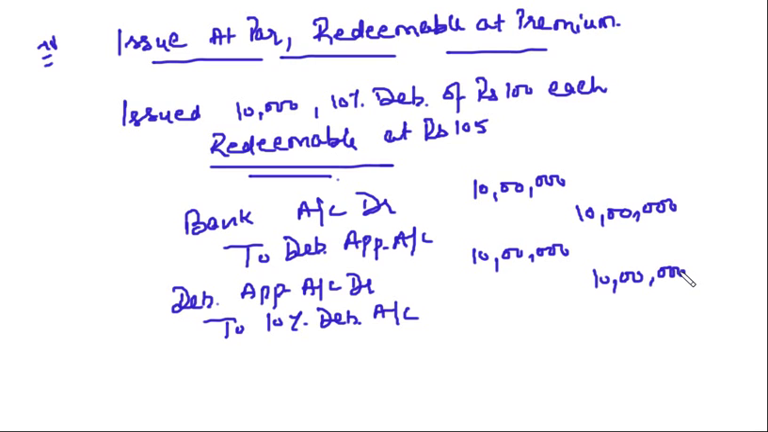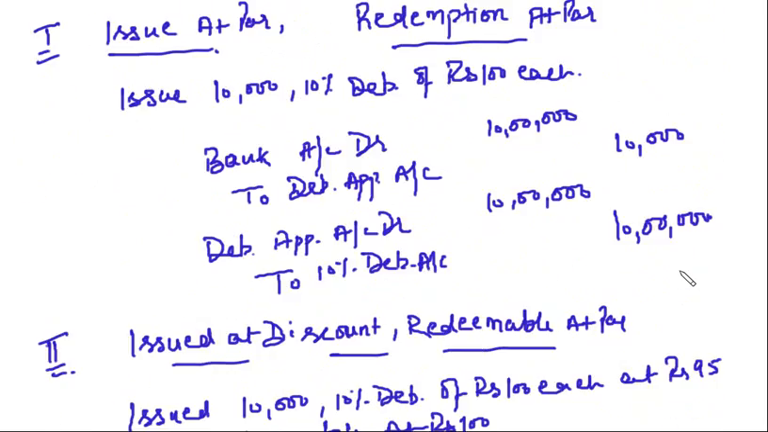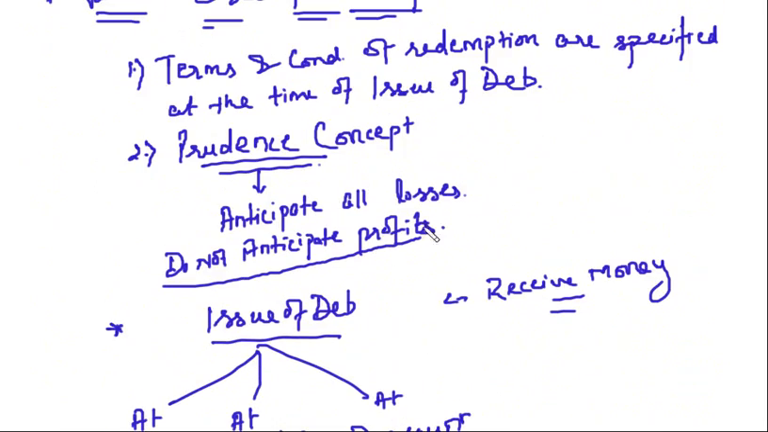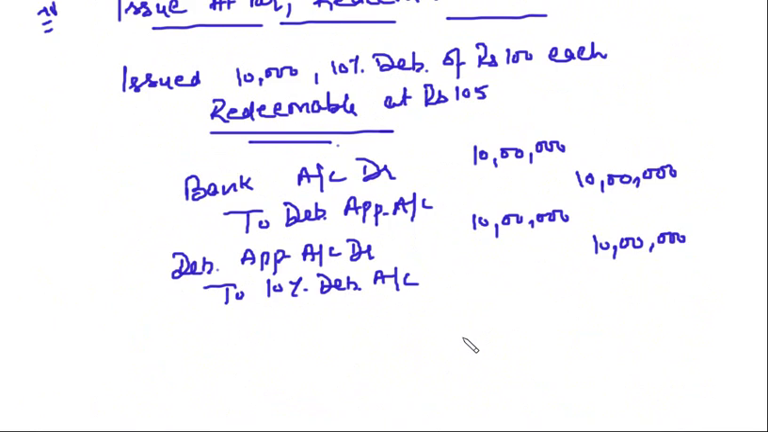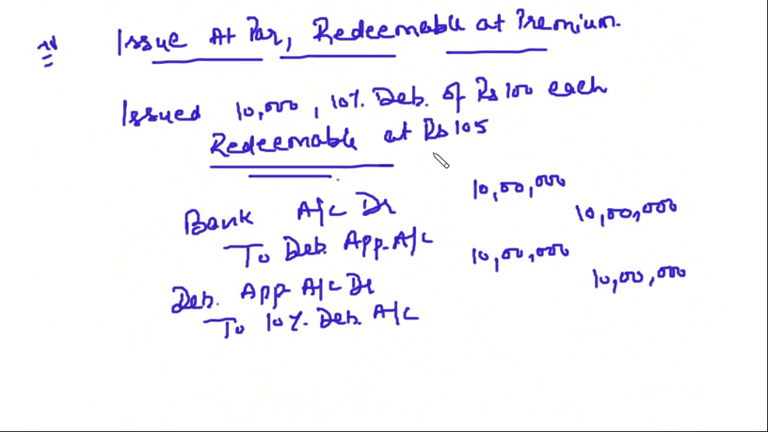Now again the prudence concept comes into play. The prudence concept says anticipate all losses. If you know that you are going to incur the loss in the future, provide for that loss right now. So this loss is your future loss when you are going to incur this loss at the time of redemption, but prudence says record that loss right now.